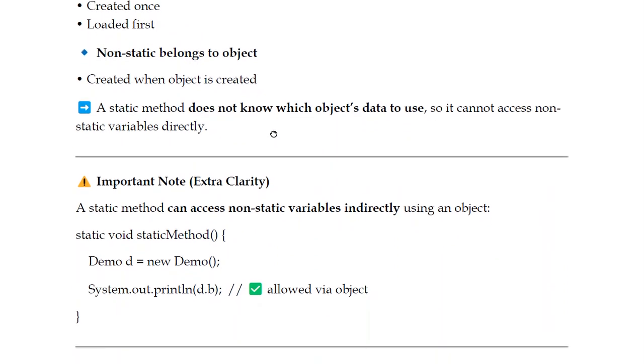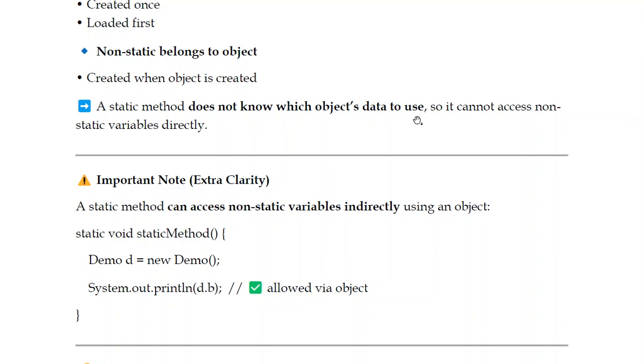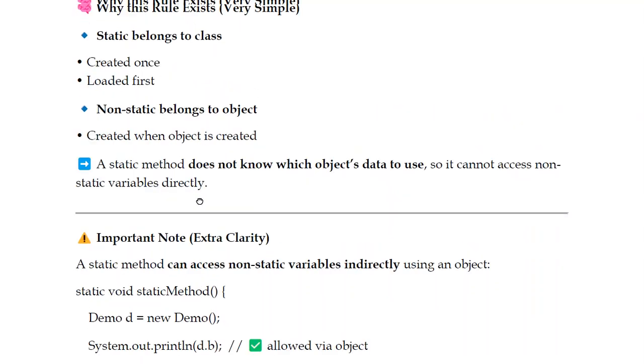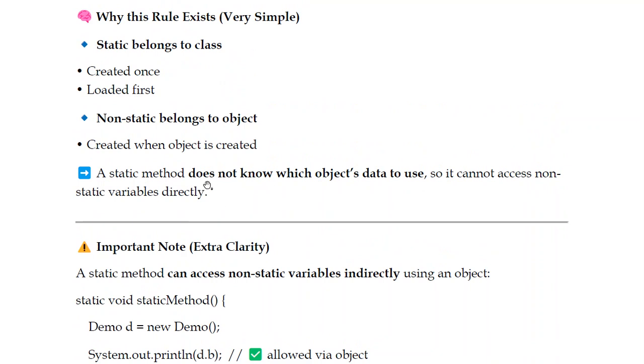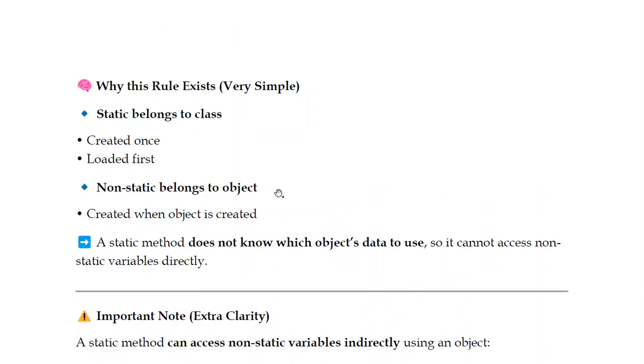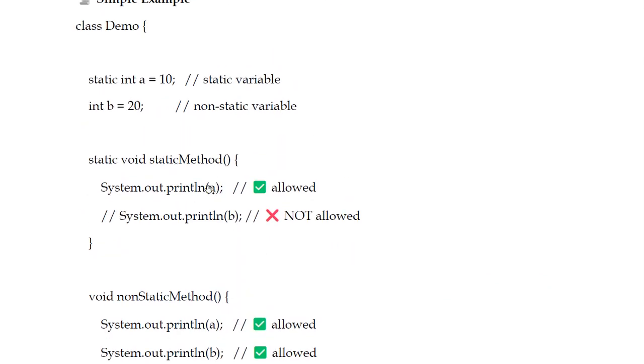So a static method does not know which object's data to use, so it can't access non-static variables directly. Important thing: static methods can access only static variables. The reason is it does not know which object's data to use. That's the confusion behind it. Can you understand what I'm telling? In our previous example, a is allowed because it is a static variable, but b is a non-static variable. The static method does not know which object is going to access it, for example object 1 or object 2. It has no idea about it, and that's why it is not allowed here.